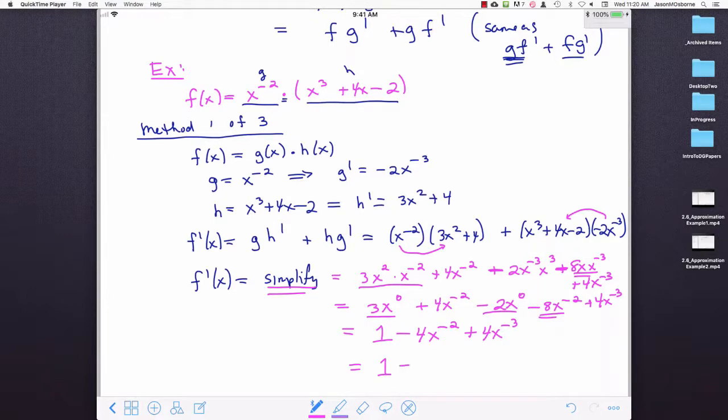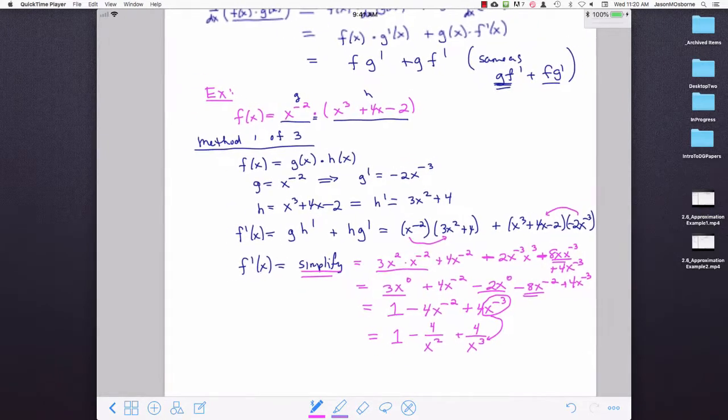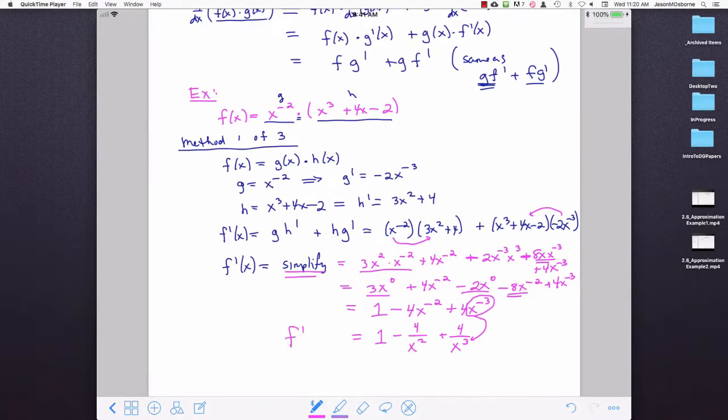But if you don't like the negative exponents, you can make this 4 over x squared plus 4 over x to the third. The negative exponents go to the denominator by losing their negative exponents. So there is the derivative f prime of x for this function.